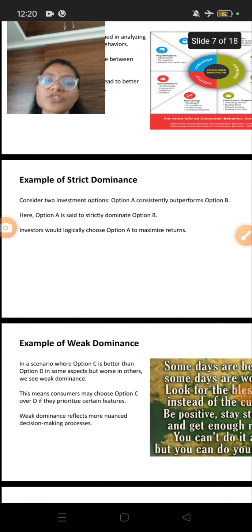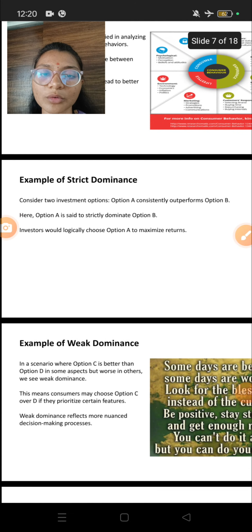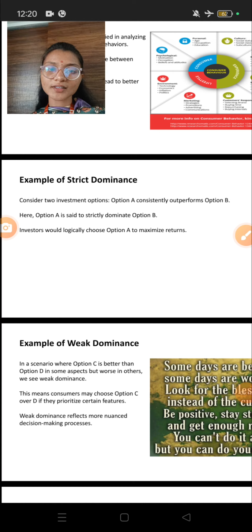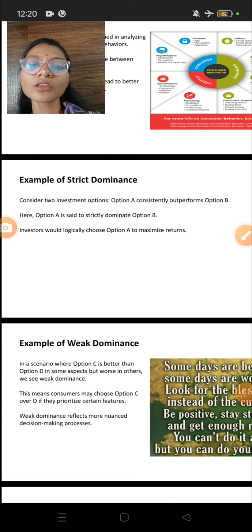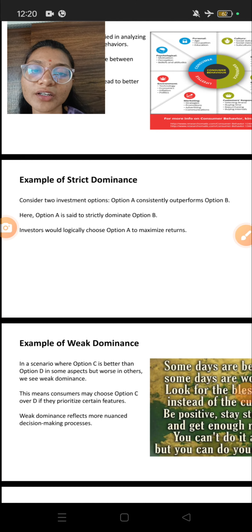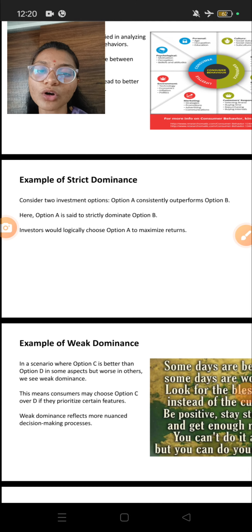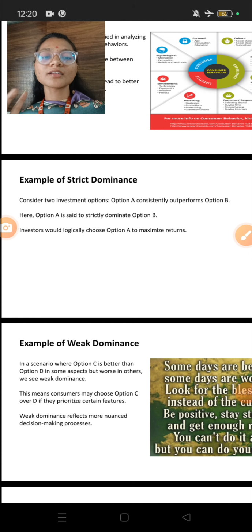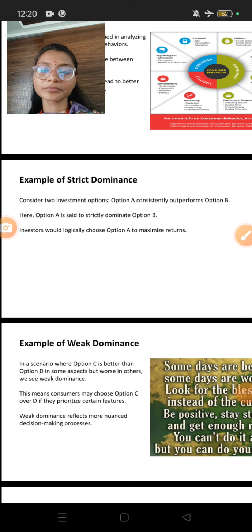Examples of strict dominance. Consider two investment options. Option A consistently outperforms option B, and here option A is said to strictly dominate option B. Investors would logically choose option A to maximize returns because option A consistently outperforms.